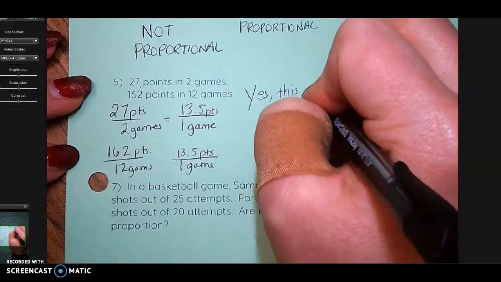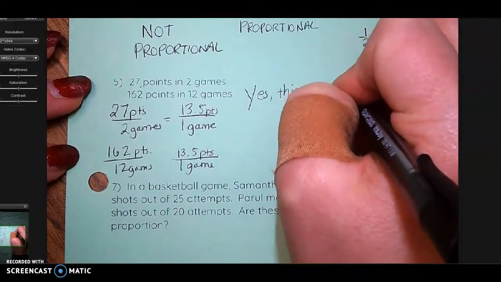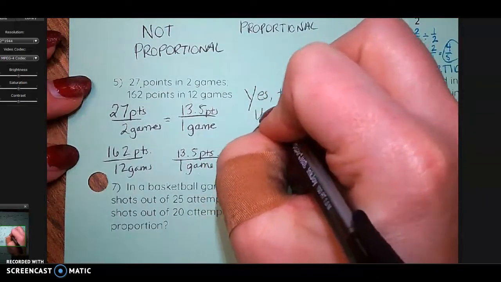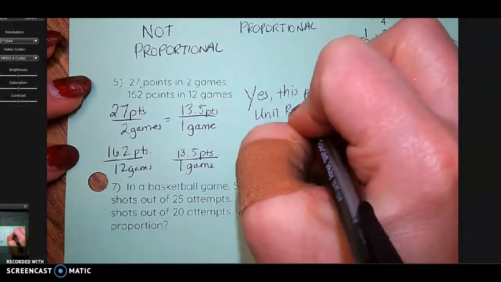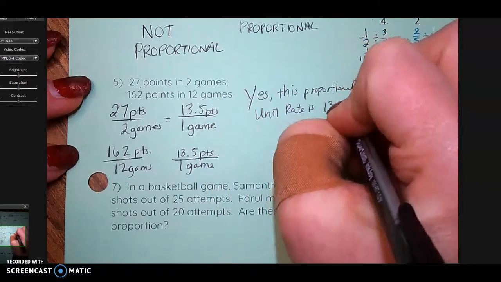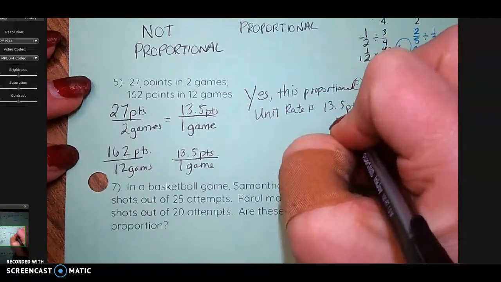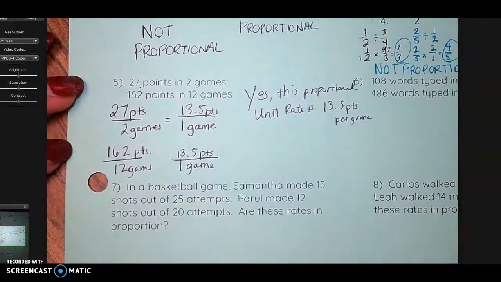So I could say, yes, this is proportional. And then I would say the unit rate is 13.5 points per game.